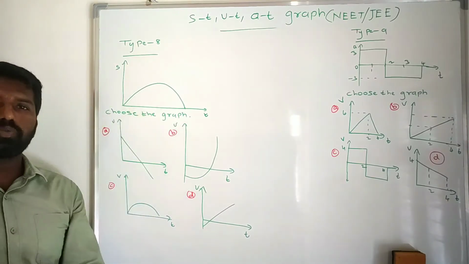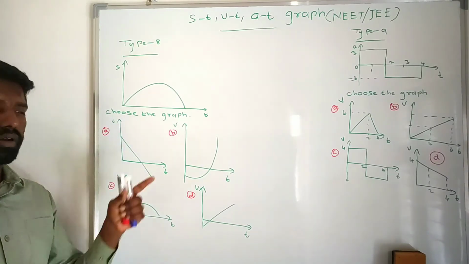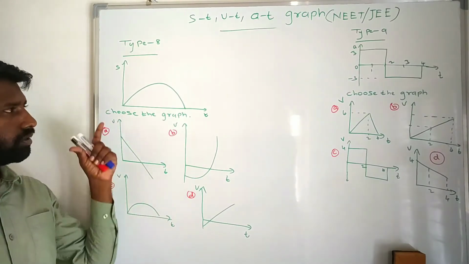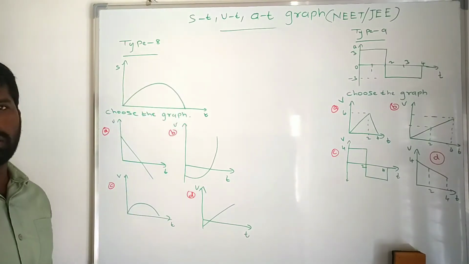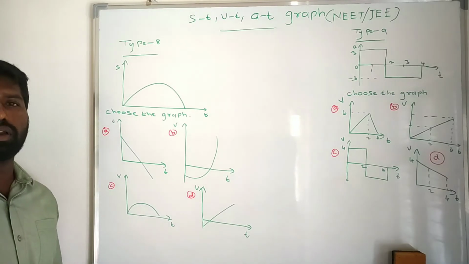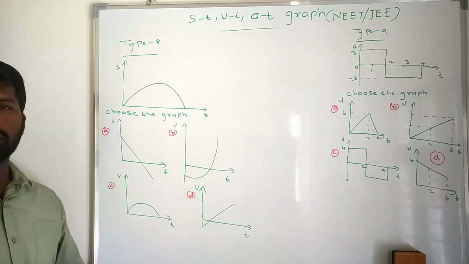They are given a displacement time graph. Choose the velocity time graph from this. Okay. So here the displacement time graph is a parabola. If the displacement time graph is a parabola, what type of motion? That is to be a uniform accelerated motion.